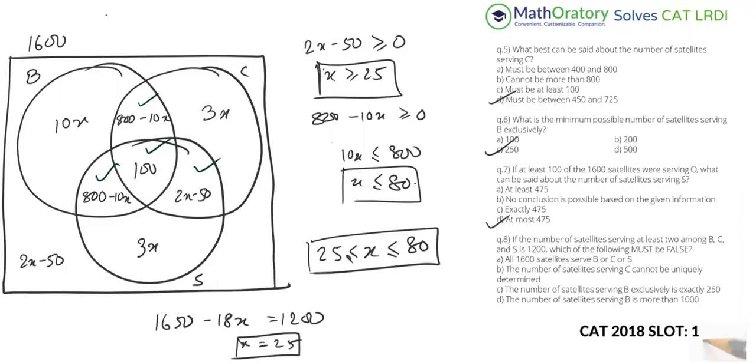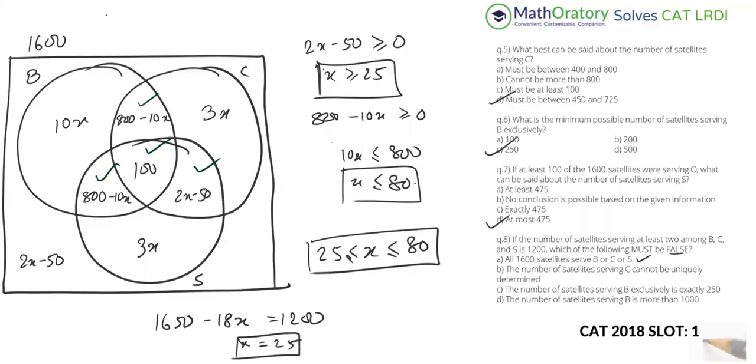Which of the following must be false? So we have to individually check the options now. Now, A says that all 1600 satellites serve B or C or S. If all 1600 are serving B or C or S, so the outside region should be 0. But if X is 25, then the outside region is actually 0. So this is a correct option. So that is not must be false. So this is actually must be true. So eliminate that option.